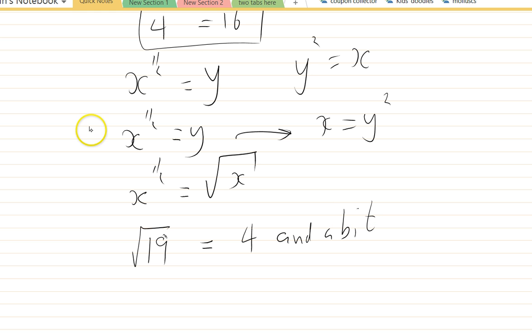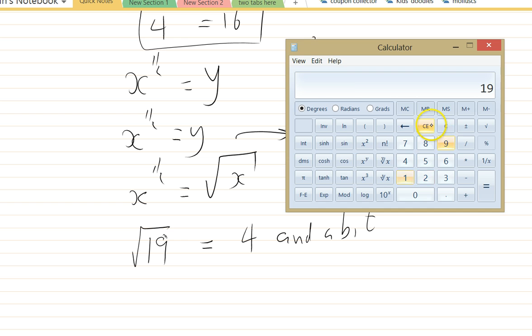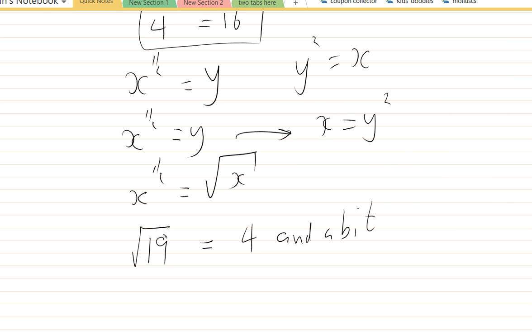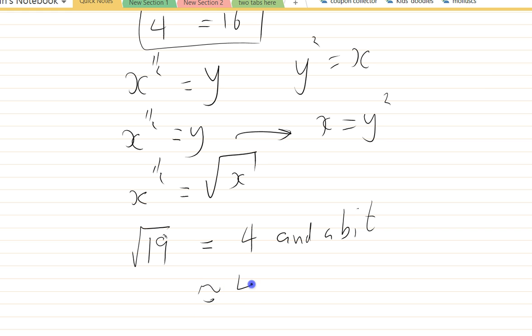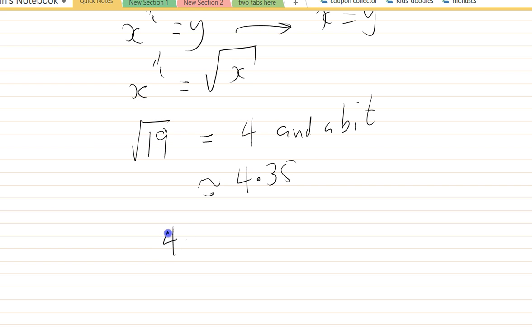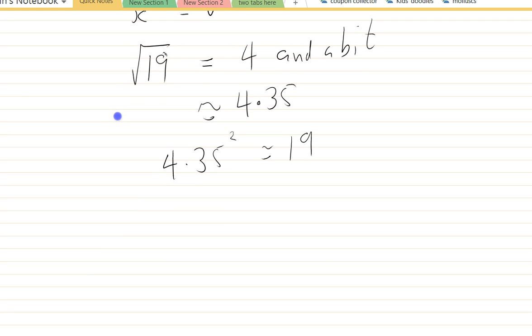Let's use the old calculator and find it out exactly. Square root of 19, right? 19, where's my square root? I've got all this crud and oh, there it is. Bonk. 4.35. So the square root of 19 is approximately 4.35. And of course what I'm saying is that 4.35 squared is approximately equal to 19. Not exactly, because I've lost all those decimal places.